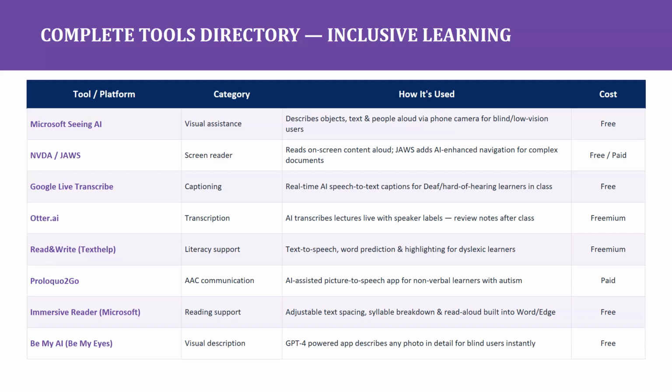How do we achieve inclusive learning with that? Then we have the Microsoft Seeing AI that can support visual assistance, and it can be used for describing objects, text, and people aloud via phone cameras for blind and low vision users.